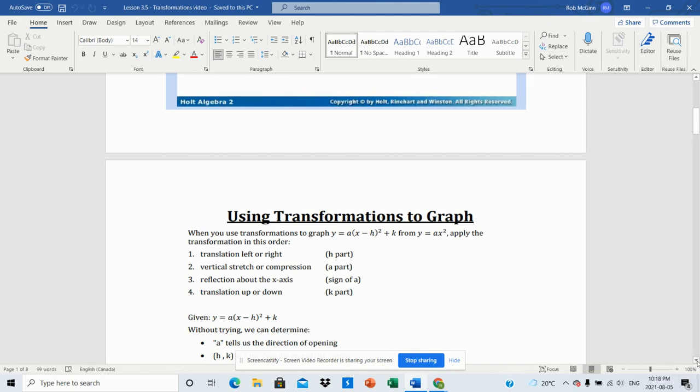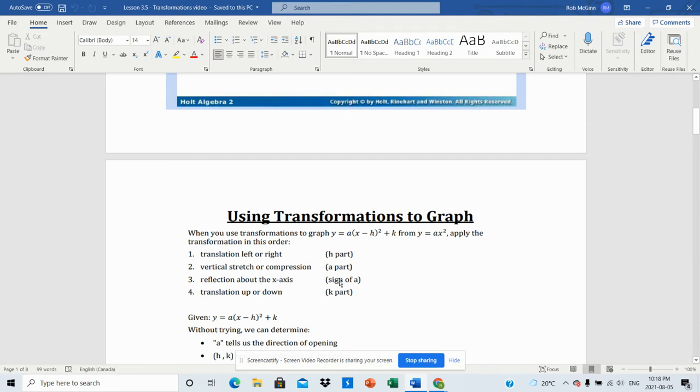There's actually an order that we want to apply our transformations in. So when you use transformations to graph y equals a times (x minus h) squared plus k from our parent function of y equals x squared, we want to apply the transformations in this order. First, we want to deal with h. We want to know if it's going to translate left or right and apply that translation first. Once we've done that, we're going to look at what a is. We're not going to worry about the sign right now. And we're going to apply either the vertical stretch or compression if there is one.